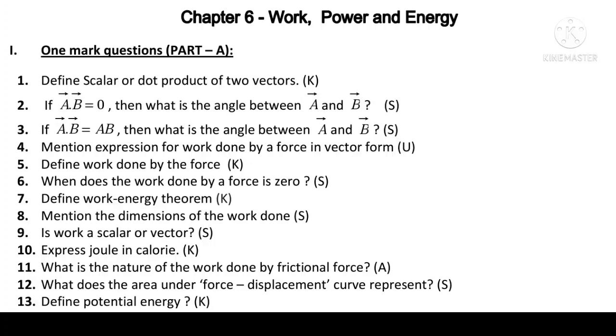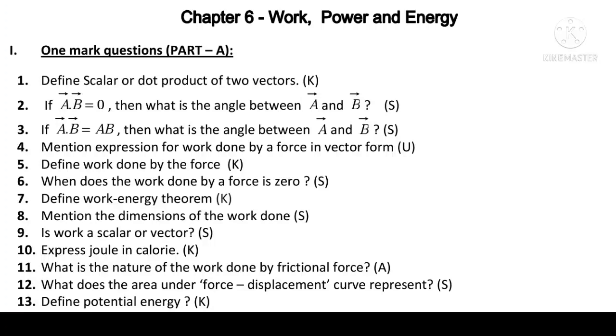When is the work done by the force 0? When theta is 90 degrees, that is, the angle between force and displacement should be 90 degrees. Define the work-energy theorem. Work done by a force on a body is equal to the change in kinetic energy of the body. Mention the dimensions of work done. M raised to 1, L raised to 2, T raised to minus 2.